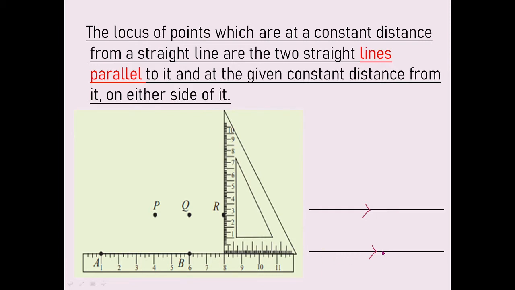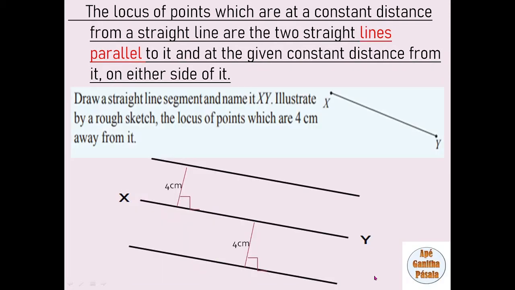So if there's a fixed straight line, the locus of points equidistant from that fixed straight line is a parallel line. You can get two parallel lines from either side. If you keep the set square on the other side, that means below the straight line, you can get a parallel line 3 centimeters away from this on the other side also. So there are two parallel lines.